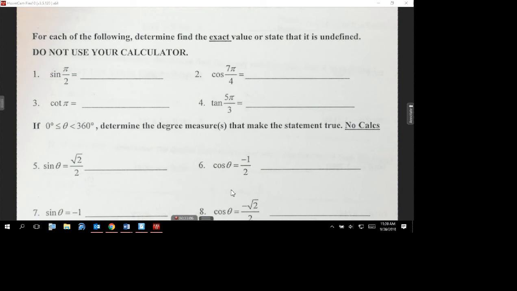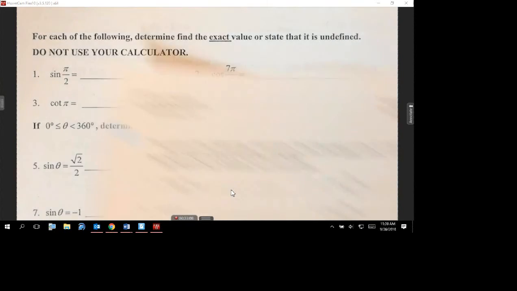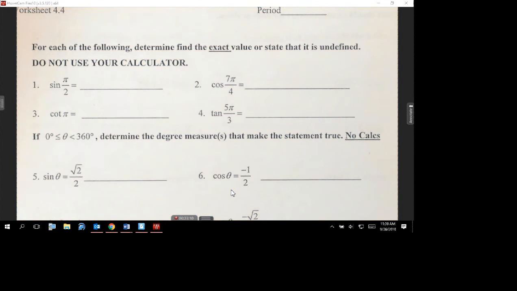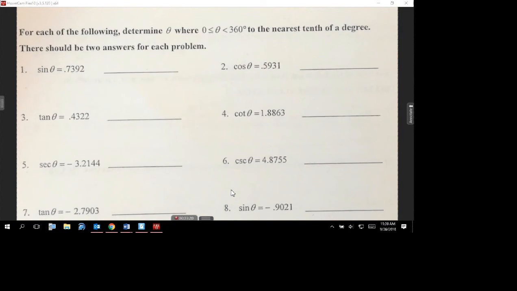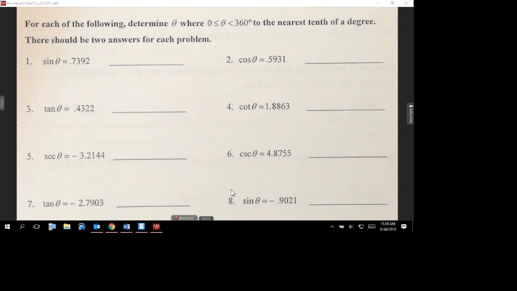The first page says, "Do not use your calculator." Yes, that's on the entire front page. No calculator on the entire front page. Definitely draw some pictures. They help. Trust me, they help. When you go to the back page, all of it's calculator.